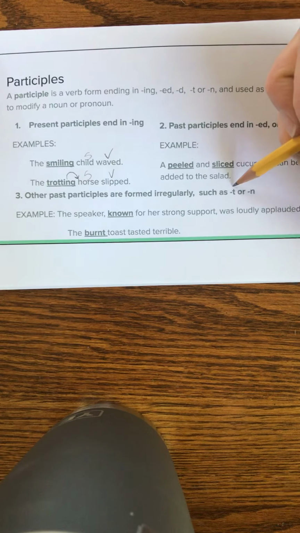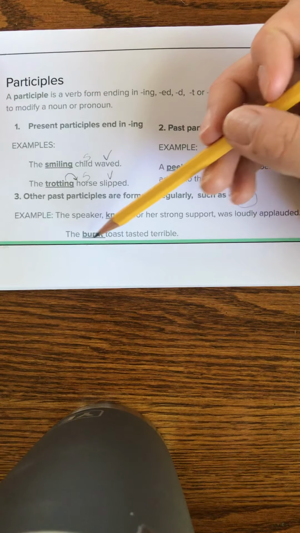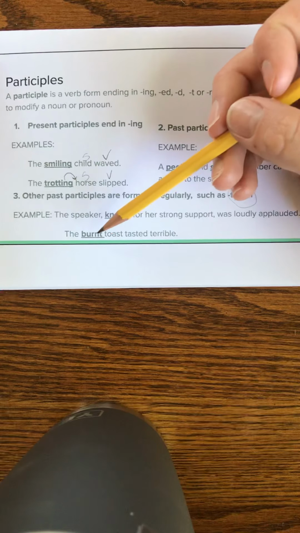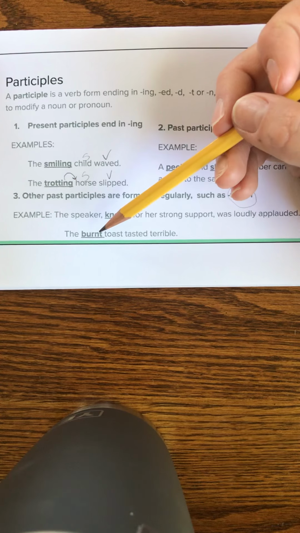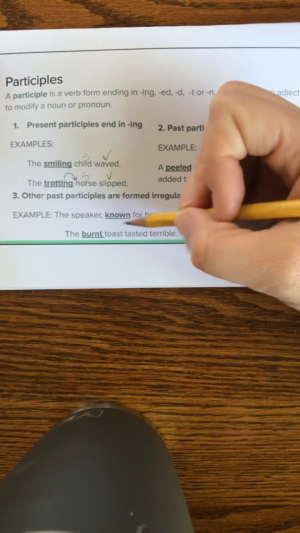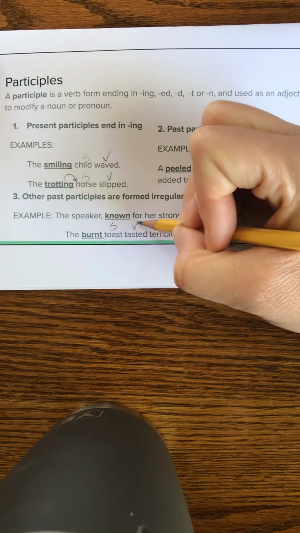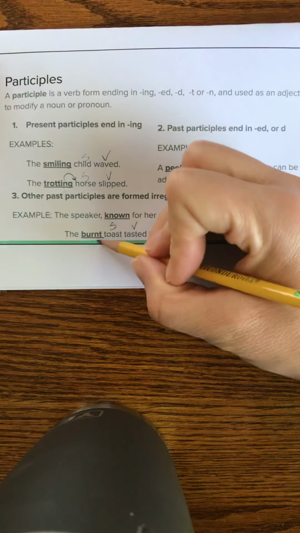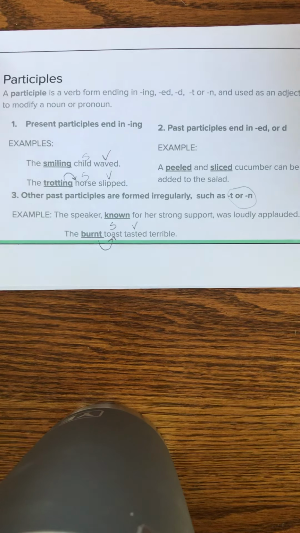Sometimes we can have some irregular participles that end in t or n, like this one: the burnt toast tasted terrible. We know burnt is a verb form, it's formed from the verb to burn, but it's not the main verb of the sentence. The main verb of the sentence, well, we first have to figure out the subject. Our subject is toast, our verb is tasted. Burnt is describing what kind of toast it was, therefore it's used as an adjective.